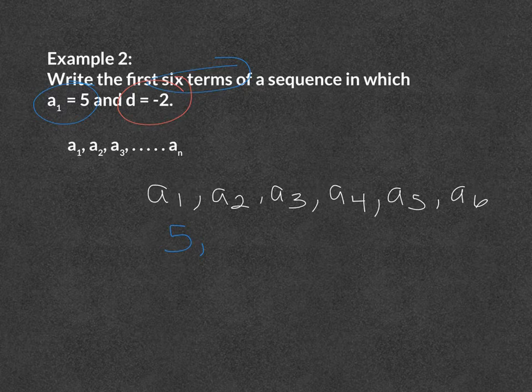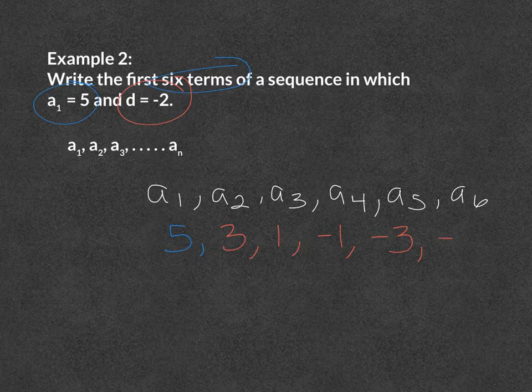So 5 minus 2 will give me 3. 3 minus 2 will give me 1. 1 minus 2 will give me negative 1. Negative 1 minus 2 will give me negative 3. And negative 3 minus 2 will give me negative 5. So this is an arithmetic sequence in which the difference between each term is negative 2.